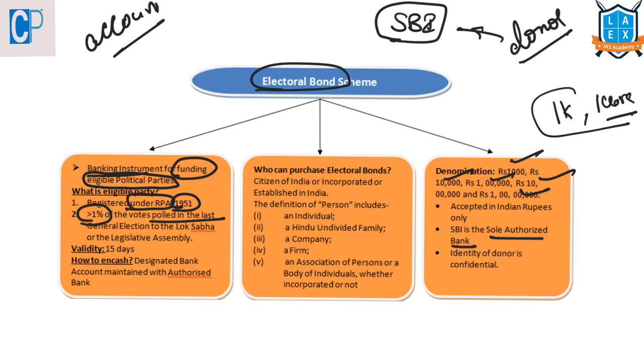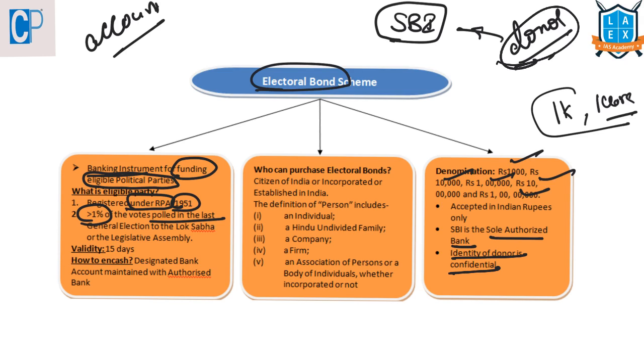Now, how is the political party going to encash this? Here, the bond which the donor is going to purchase will not contain either the name of the donor or the political party. This is very important. The identity of the donor is very confidential. It will not be disclosed. Only the bank which is selling these electoral bonds will know the identity of the donor and to which party these funds are going.